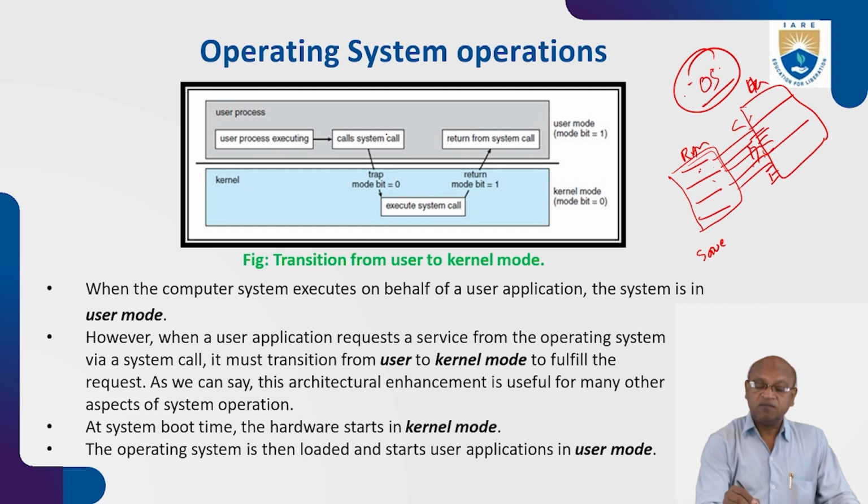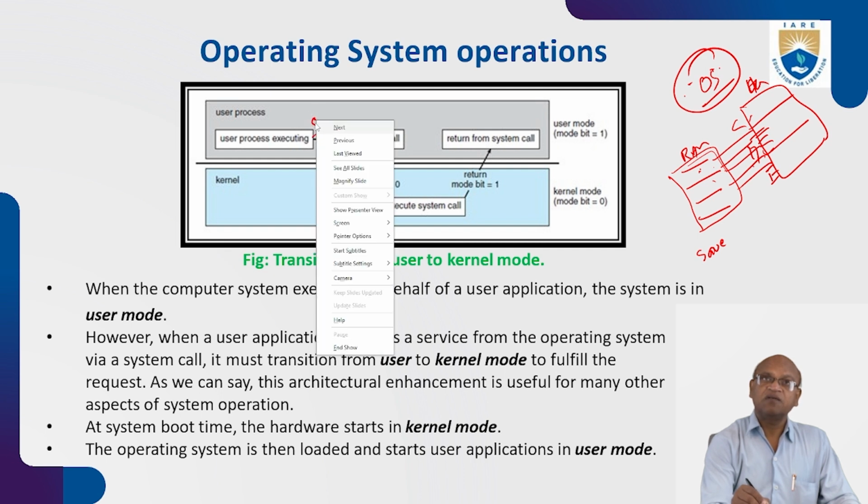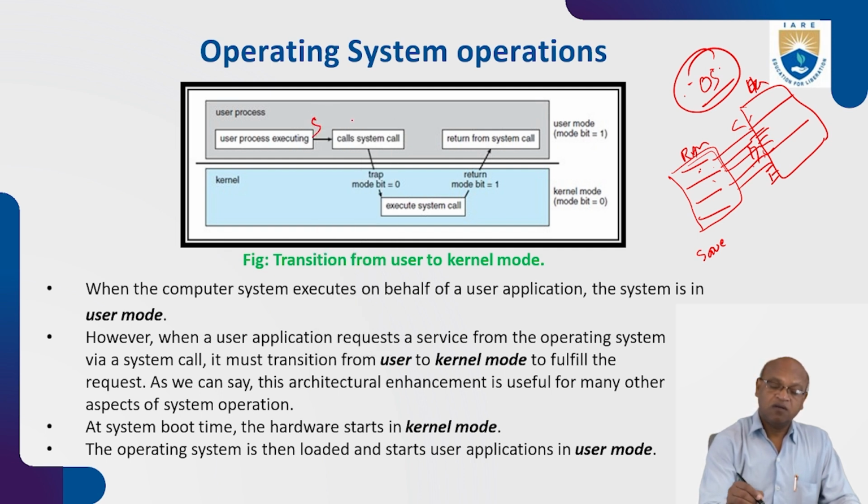So from here, automatically the moment you press the save button, user mode is handed over to kernel mode. Now the mode bit will be set to 0 for kernel mode, and for user mode it is 1.